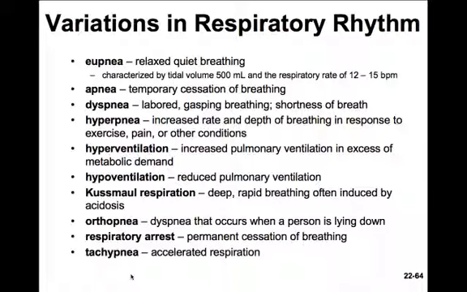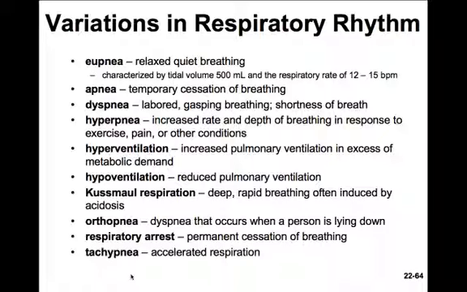Here are a few terms that you may find of interest when considering variations in respiratory rhythm. This is just extracted from a table in your textbook. Eupnea, relaxed, quiet breathing. Apnea is our temporary cessation of breathing. Dyspnea is labored or gasping or shortness of breath. Hyperpnea is increased rate and depth of breathing in response to exercise, pain, or other conditions. Hyperventilation, increased pulmonary ventilation in excess of metabolic demand. Hypoventilation is reduced pulmonary ventilation.